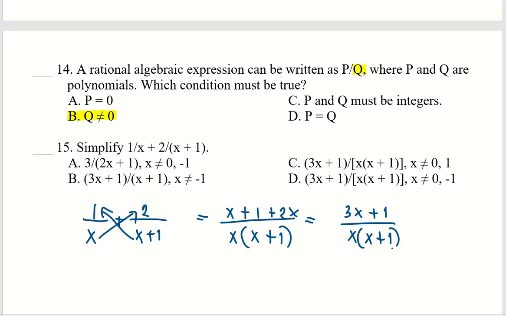Okay, so for number 15, we'll have 3x plus 1 over x times x plus 1, wherein x should not be equal to 0, and x plus 1 should not be equal to 0, so x should not be equal to negative 1. 0 and negative 1. Okay, letter D. Okay, so again, yung x po dito, that is the restriction for our denominator. So again, ang denominator natin po ay bawal maging 0.